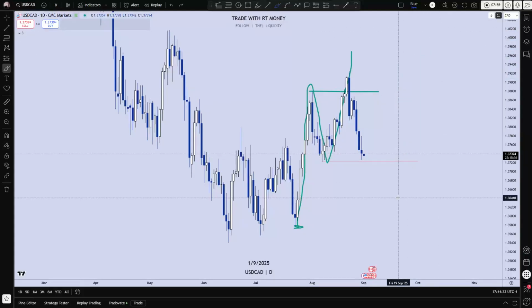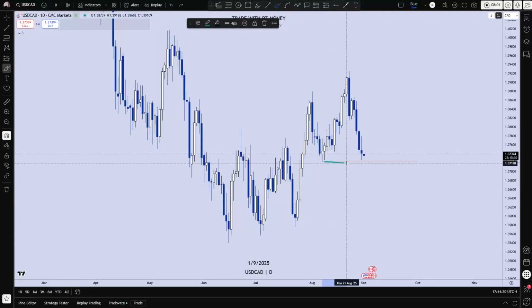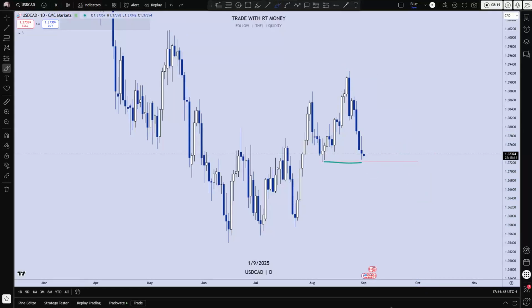But what happens when it fails? Well, then this becomes the break of market structure. This becomes the high, and wherever this ends up becomes the low. And this then becomes the area of natural supply. And we're looking for price to come back up into this to continue down. I hope that makes sense.